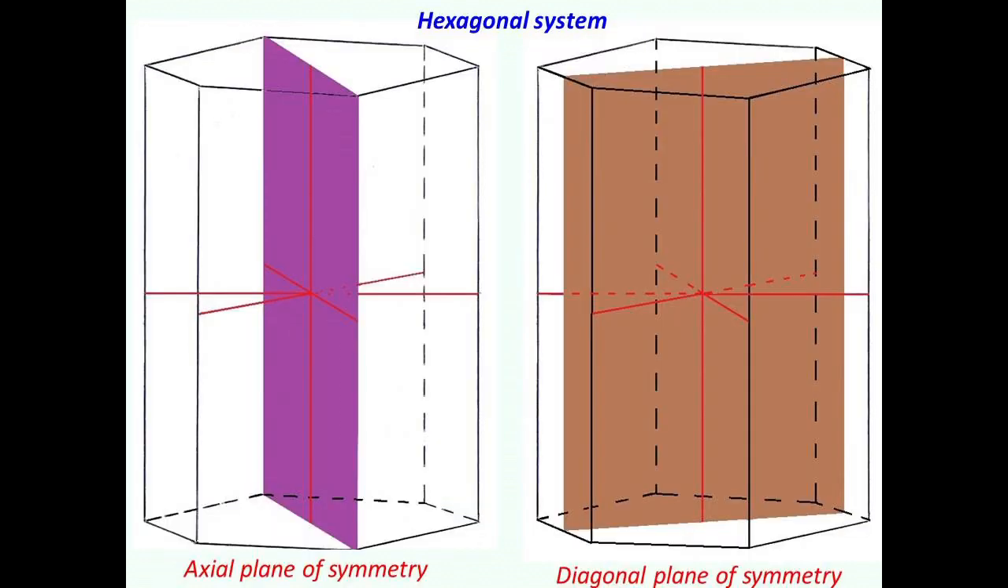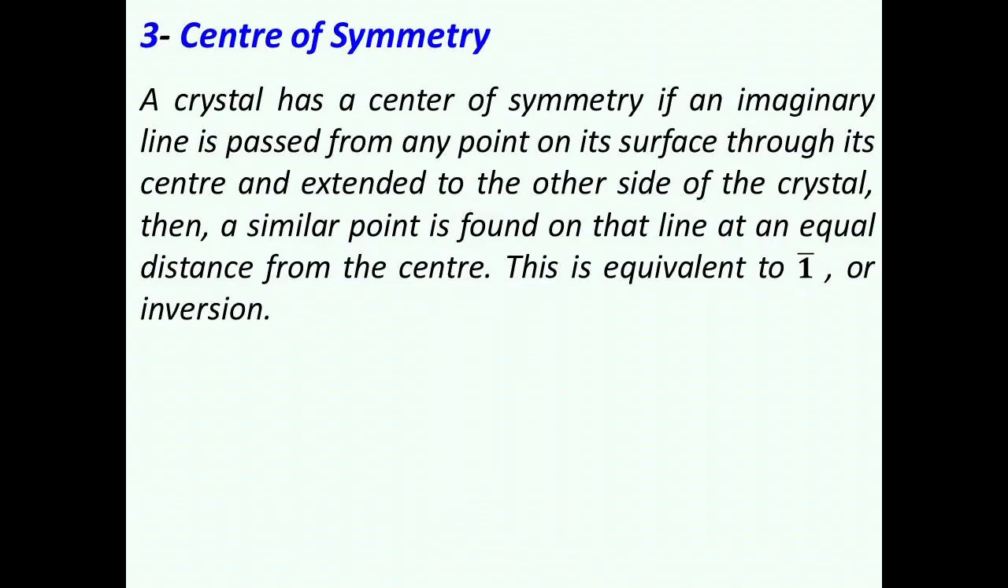In the case of the hexagonal system, a plane of symmetry is called axial if it encompasses 2 or 3 crystallographic axes, and diagonal if it encompasses 1 crystallographic axis, bisects the vertically opposite angles between 2 and is perpendicular to the fourth.